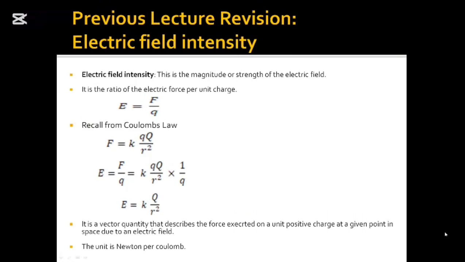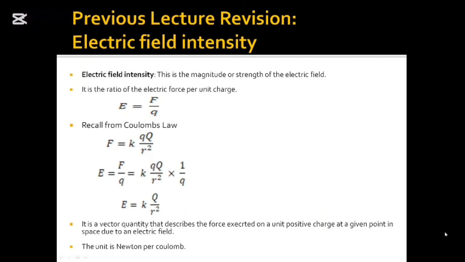Our previous lecture was on electric field intensity. And we'll say that electric field intensity simply means the magnitude or strength of electric field. But mathematically, it is expressed as the force, or electrostatic force, per unit charge.